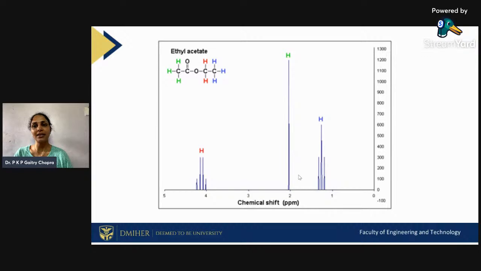The reason for that is that it is interacting with the neighboring 3 hydrogens of CH3. So 3 plus 1, it is split into a quartet. Whereas for the last one, that is CH3, these protons are not interacting with any other nuclei in their neighborhood. So we are getting a singlet signal for these CH3 protons shown in green color. There is no neighboring nuclei to interact with, so the signal has not split into multiplets.